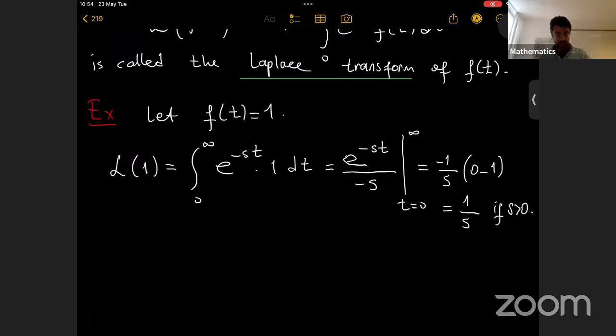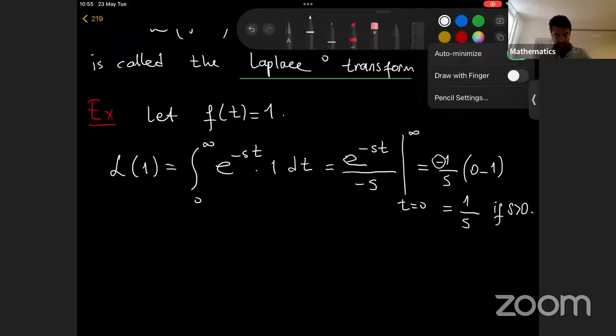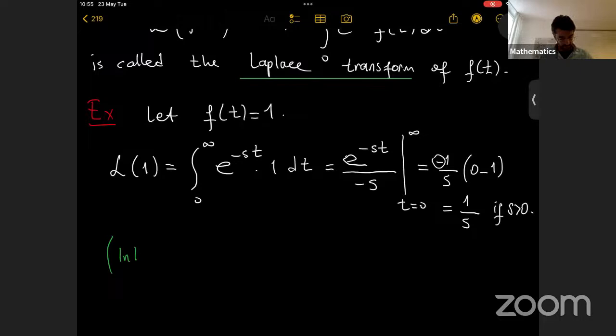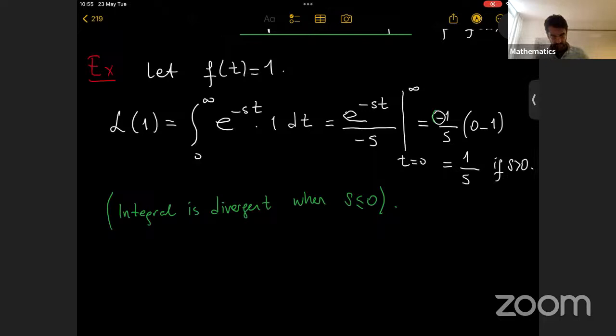Okay, there's one question. Well, we don't have a minus sign in front of 1 over s because we have minus one here. So we get basically the Laplace transform of one, and maybe let's note here the integral is divergent when s is less than or equal to 0. Okay, any question? So the minus sign is here in front of 1.